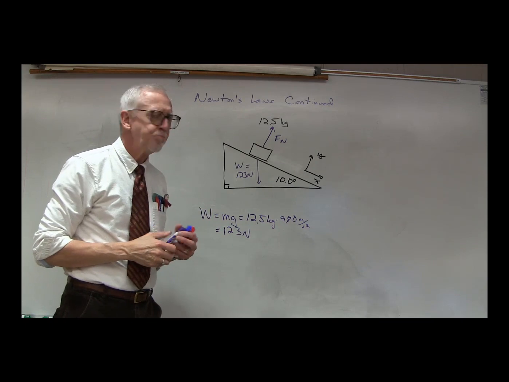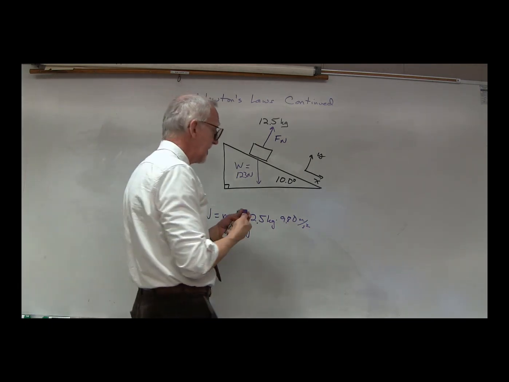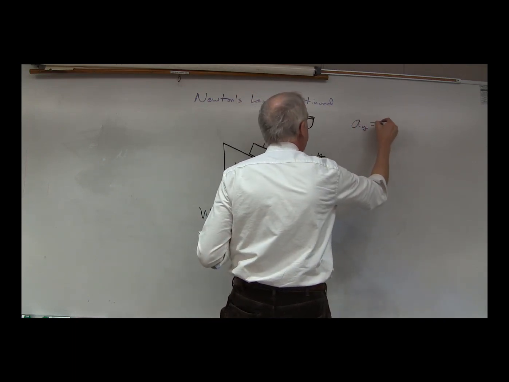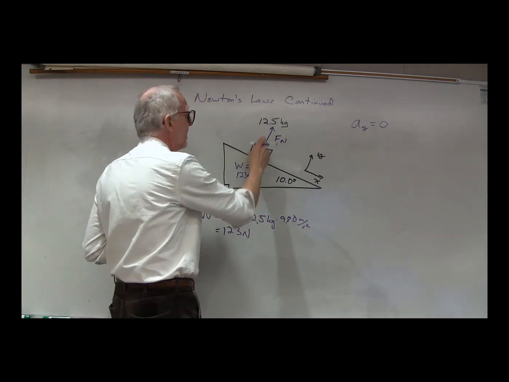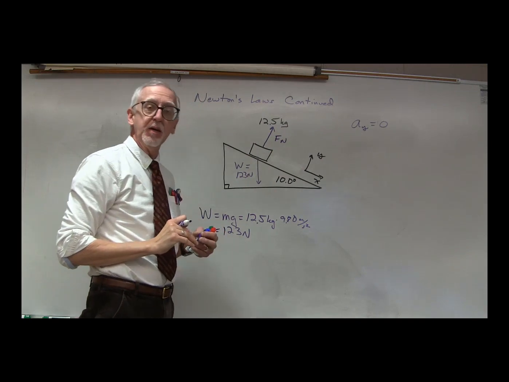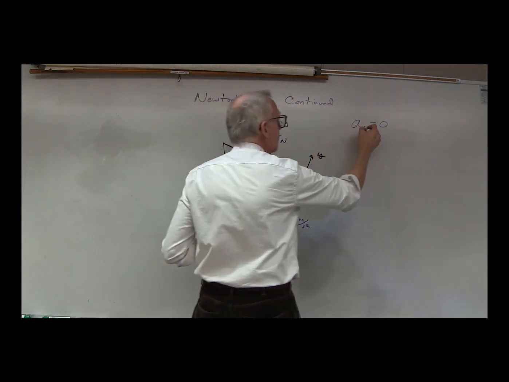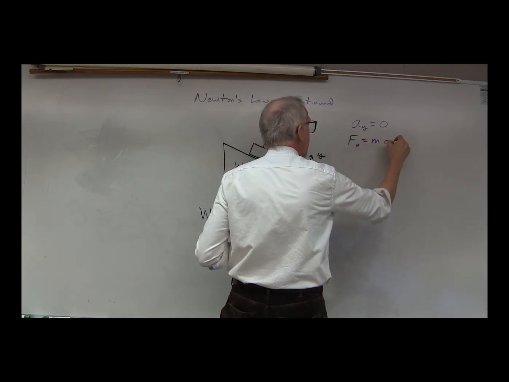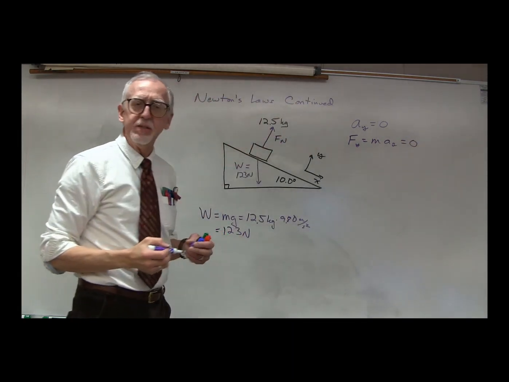Okay, very good. Now, what do we know? We know that the acceleration in the y direction is 0. There is no motion in the y direction. This is going to slide, and it's going to slide down the incline, but not in the y direction, which means if a_y is 0, F_y, which is equal to m a_y, must be 0.